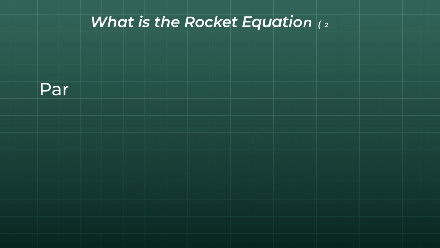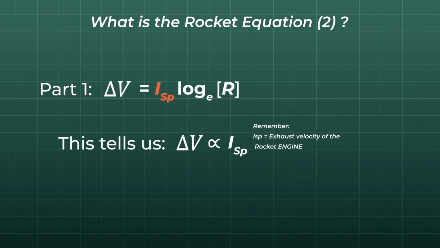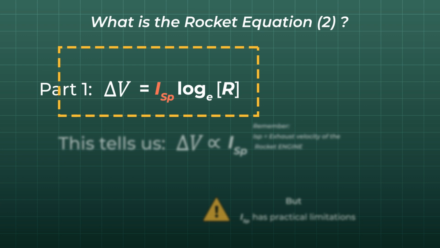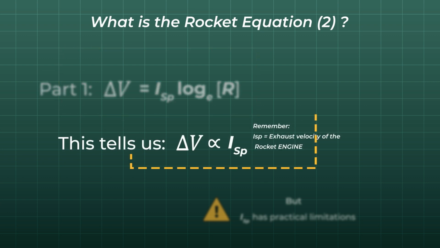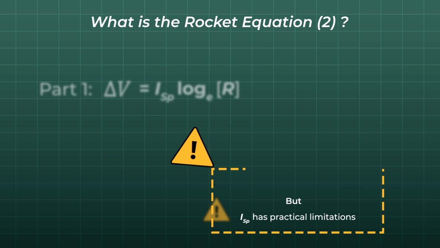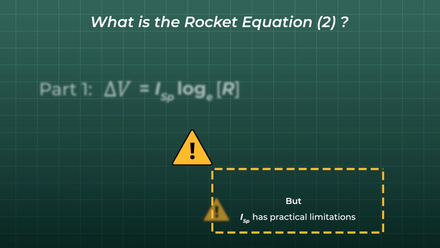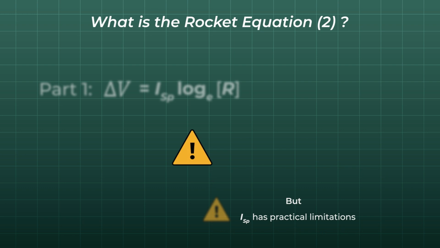Here's the rocket equation. This shows delta V is made up of two parts. The first, ISP, is directly related to the delta V. So, the greater the ISP, or the more efficient you can make your rocket engine, the greater the delta V you can achieve. But you can't infinitely increase ISP. There are limits on rocket engine performance, as we'll see in a later class.